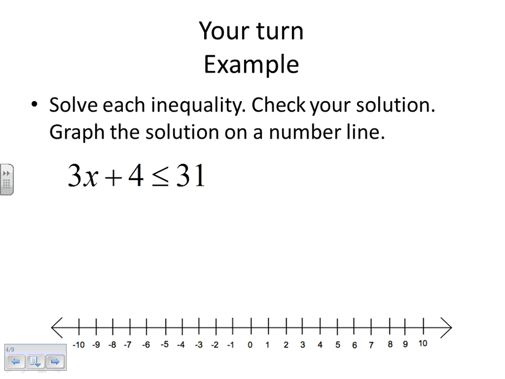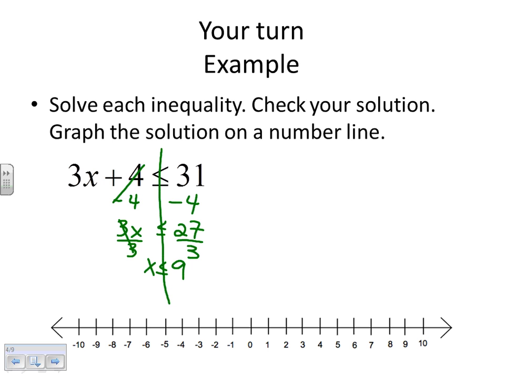All right, this is your turn. Please solve this inequality, check it, and then graph it. And pause me until you complete all of those, and replay me when you're ready for the answer. All right, so we subtract 4 on both sides. We have 3x is less than or equal to 27. And we divide by 3, and x is less than or equal to 9.